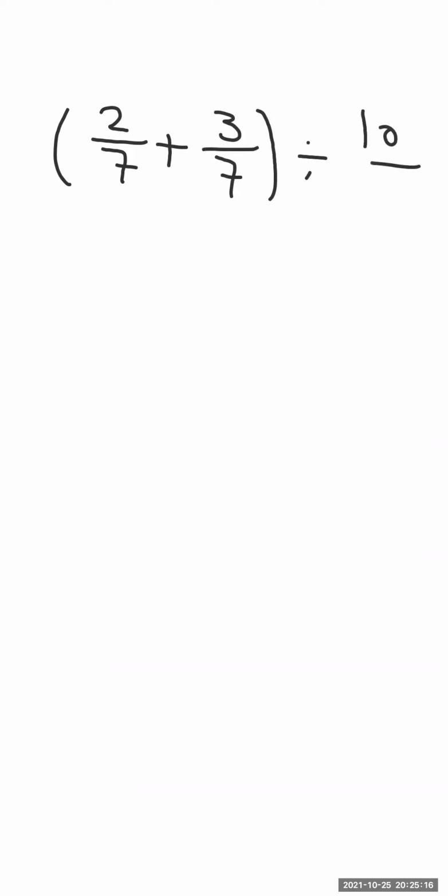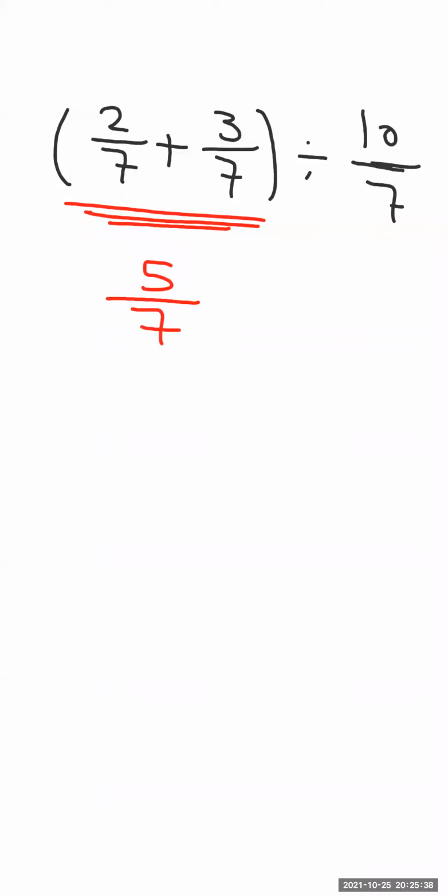The next question actually consists of 2 parts. It's like that: 2 over 7 plus 3 over 7, then divided by 10 over 7. In this question, I have to start with the process between the 2 brackets. So I have to finalize this process first. 2 over 7 plus 3 over 7, the 2 denominators are the same, so simply I'm going to add the numerators. So 2 plus 3 means 5 over 7, then divided by 10 over 7.